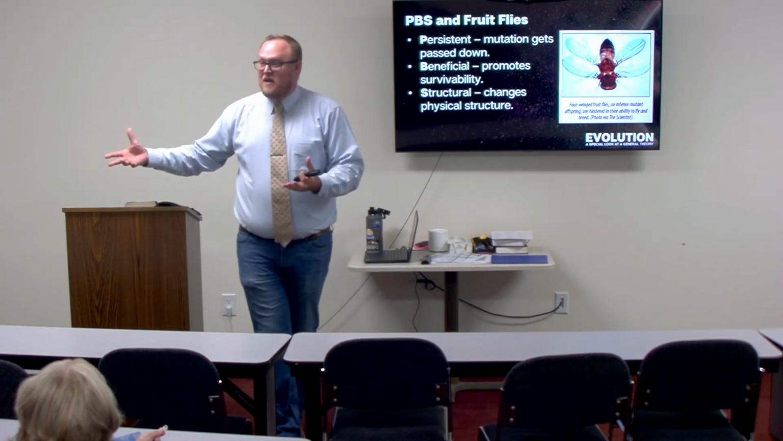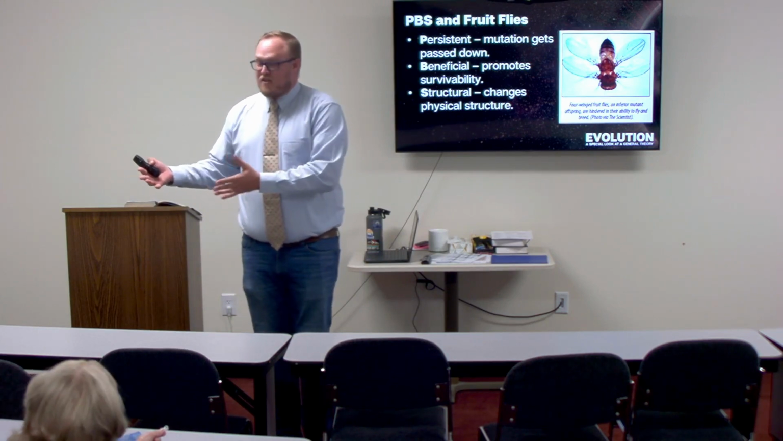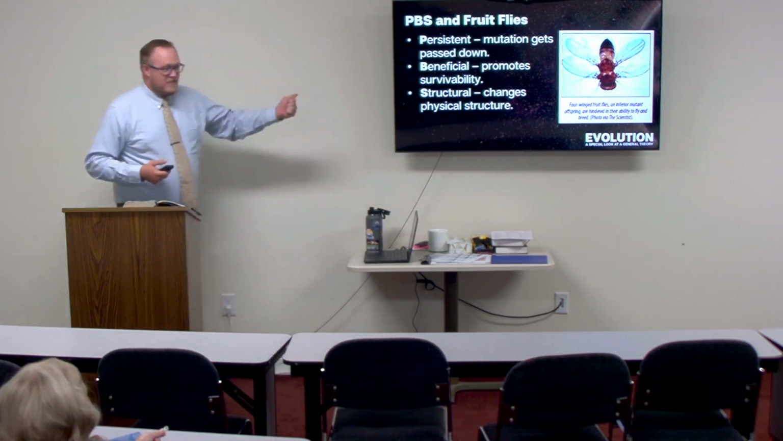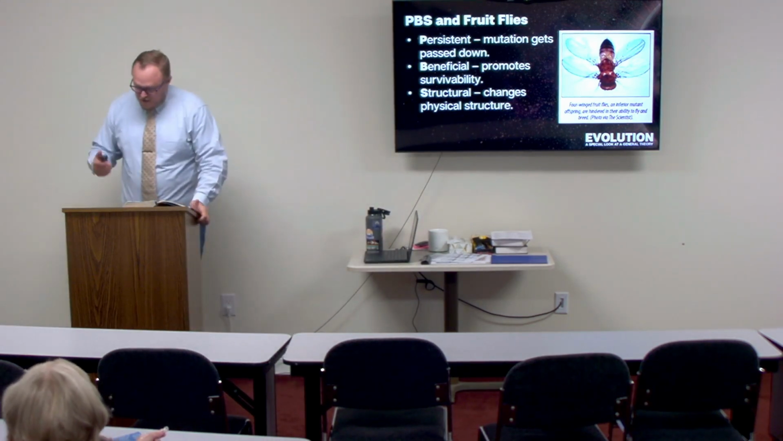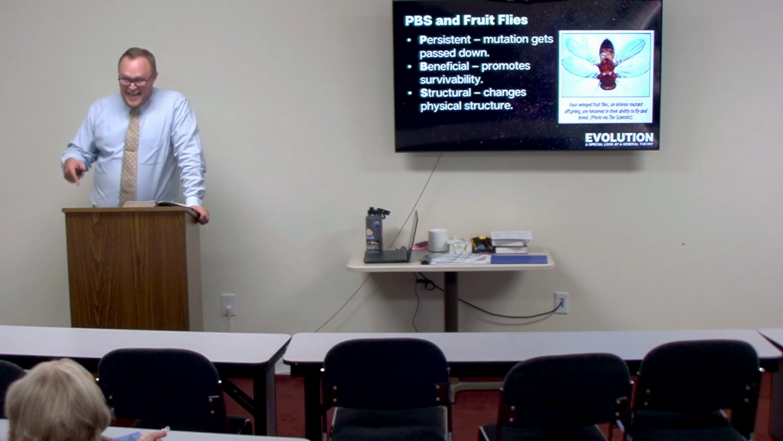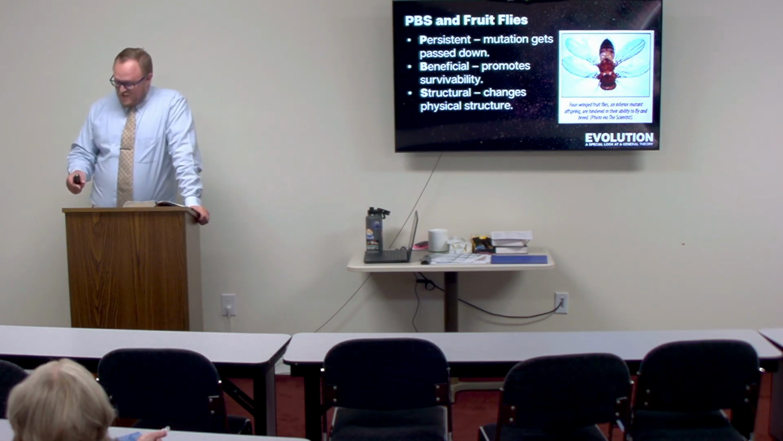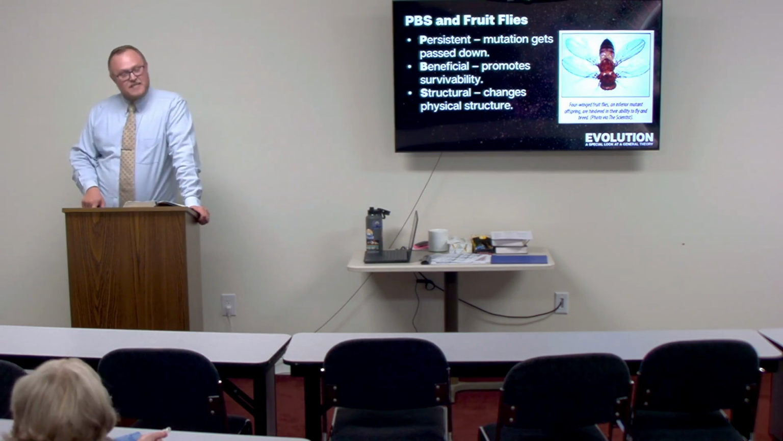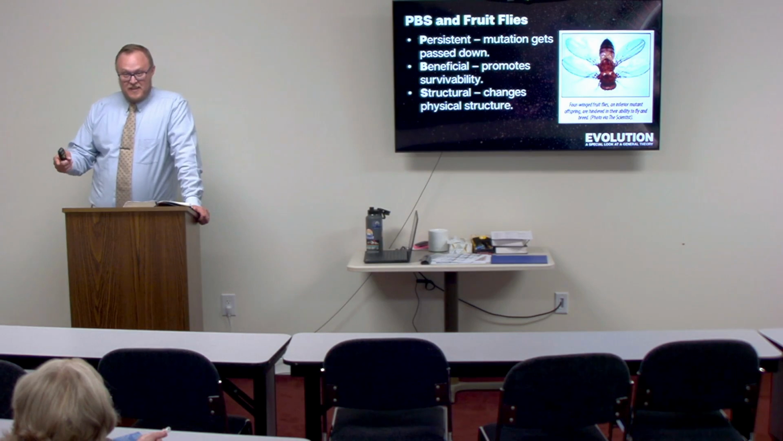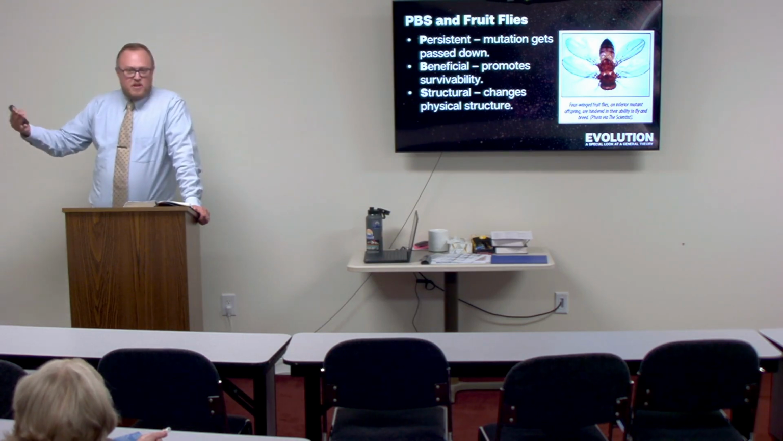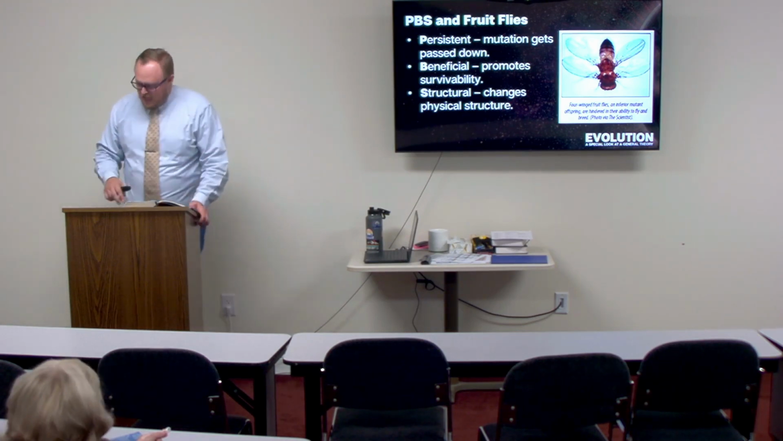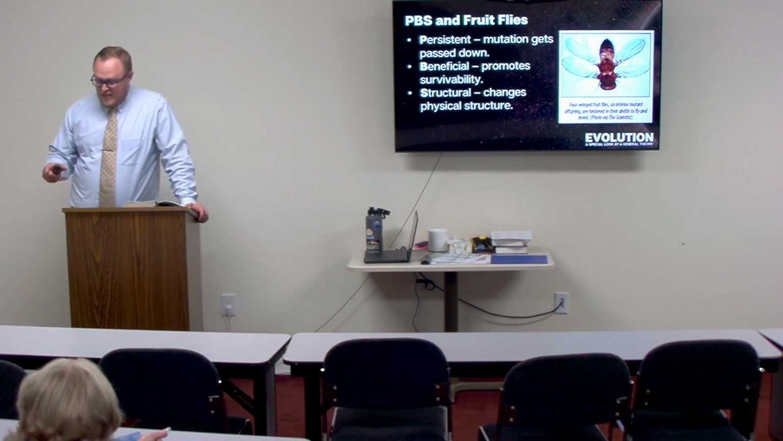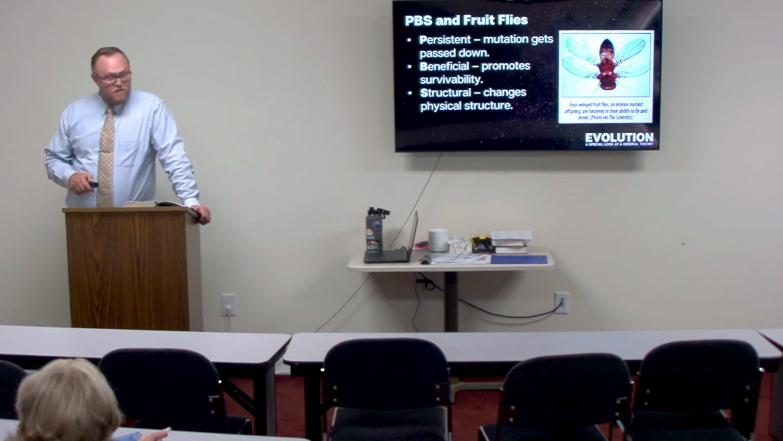If it can't outcompete, what's going to happen? The ones that don't have that mutation are going to continue to breed, and we're not going to get the change. So it's got to be persistent, beneficial, and structural. Currently, to date, there have been zero mutations within animals that fully pass all three aspects of the PBS test. There are plenty that are persistent, that get passed down, but they're not structural. They don't make huge changes in the animal. Or there are some that are structural, and yet they're not beneficial to the animal. And that's why I have the fruit fly up here.